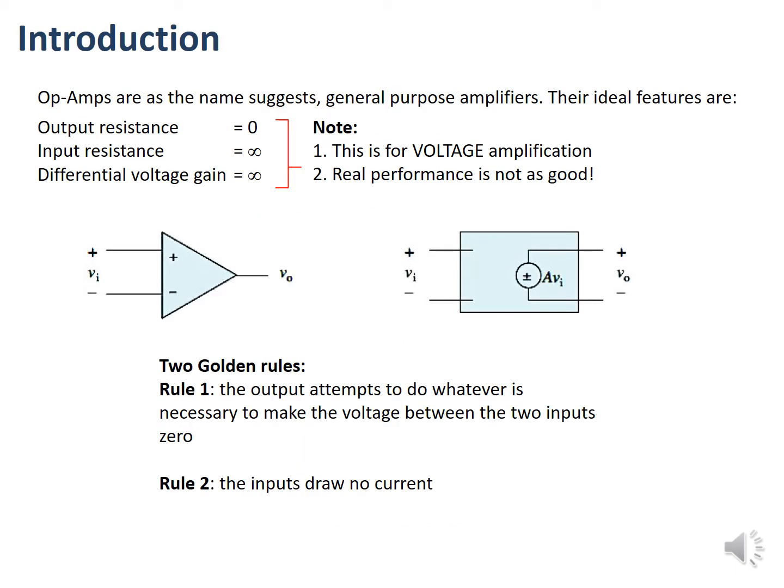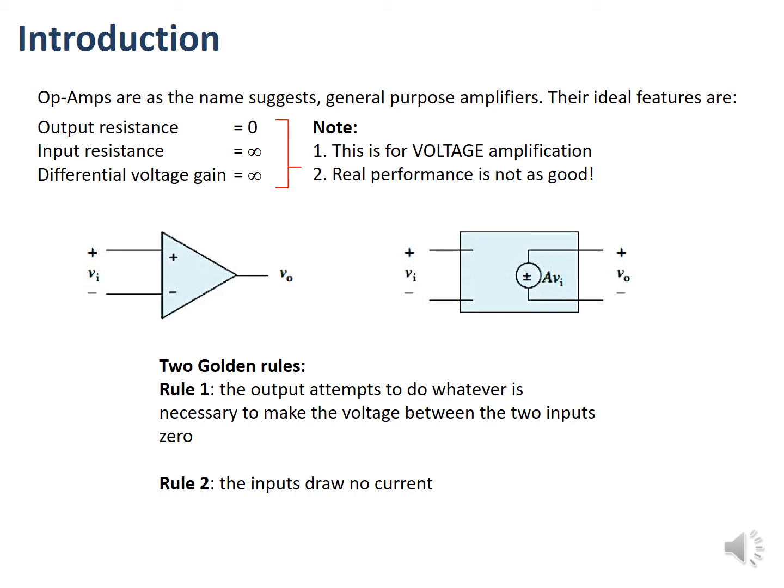As the name suggests, operational amplifiers are just general purpose amplifiers. Now you might define ideal features for them. The ideal features might be an output resistance of 0, so no resistance at all to the current or voltage coming out. Input resistance should be infinity, so that it doesn't draw any current from the previous part of the circuit. It just takes the voltage signal in, with an infinite differential voltage gain. Differential voltage gain means that it amplifies the difference between the plus rail and the minus rail.